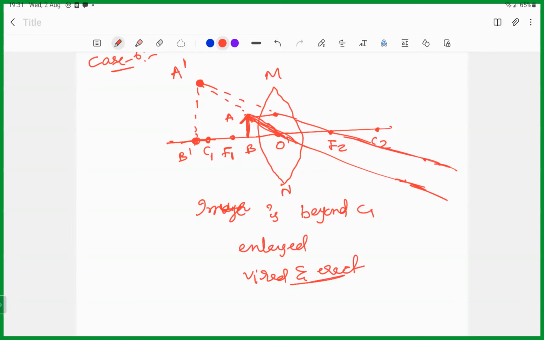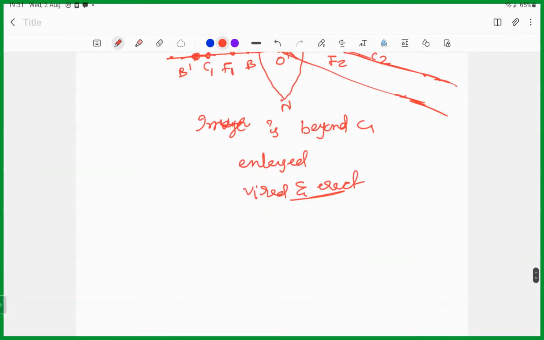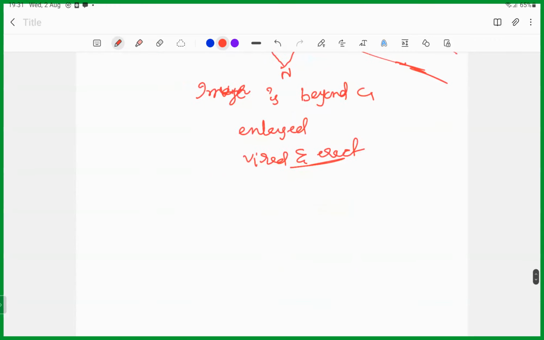So we'll finish off the two cases of concave lens also. For concave lens, there are only 2 cases. One is at infinity, and the other is any point between infinity and the optic center.